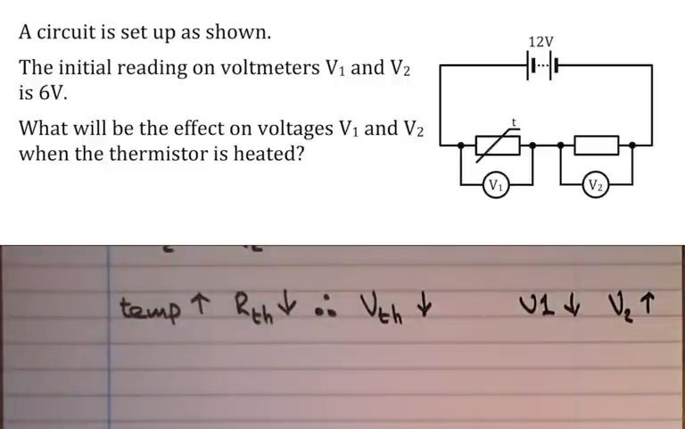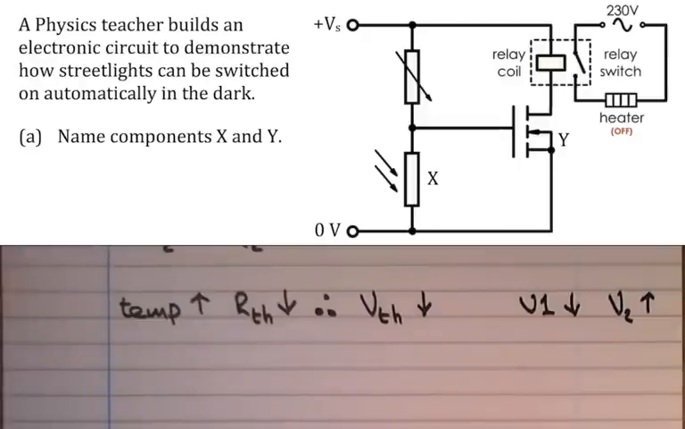Now I said I wanted to get on to transistor switching circuits. Let's see if I can find it. So it's this one, hopefully. Here. Now, what does it say? A physics teacher builds an electronic circuit to demonstrate how street lights can be switched on automatically in the dark. Name components X and Y.